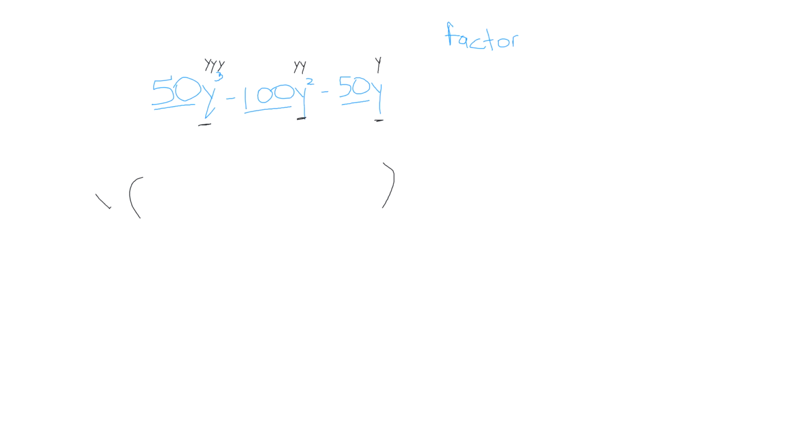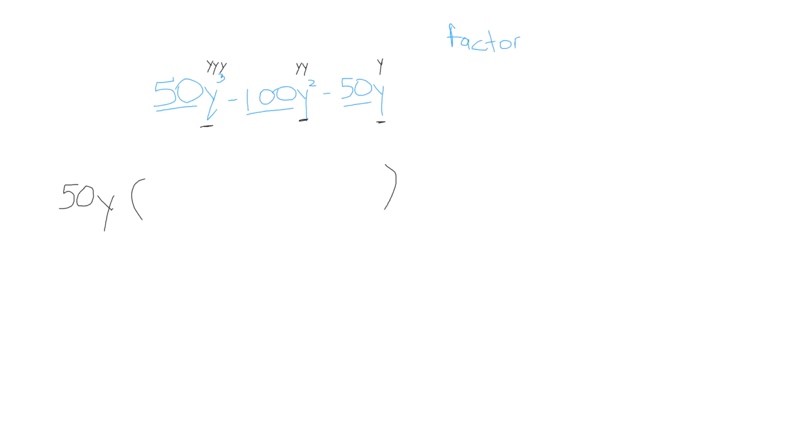And what about the number part? What number do all of them have in common? What number can I divide into all of them nicely without a remainder? 80? What? 50. 50, yes, thank you, 50. So I kind of vacuum out a 50y out of each of these terms.